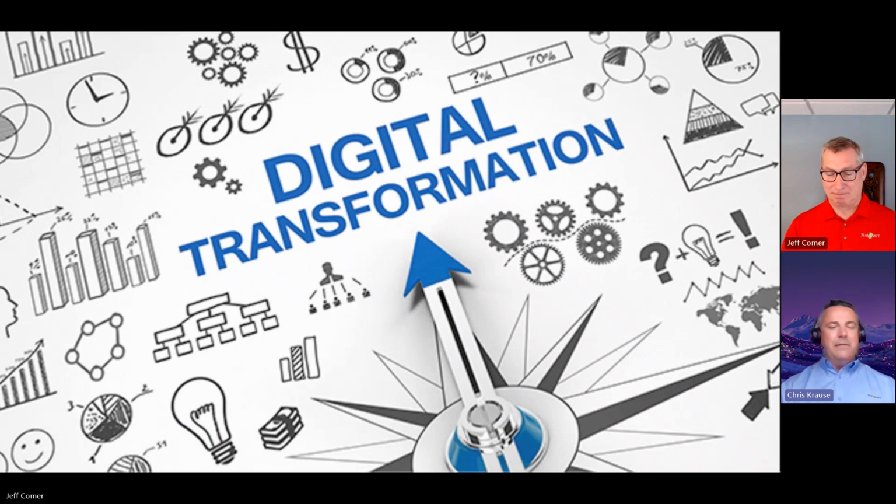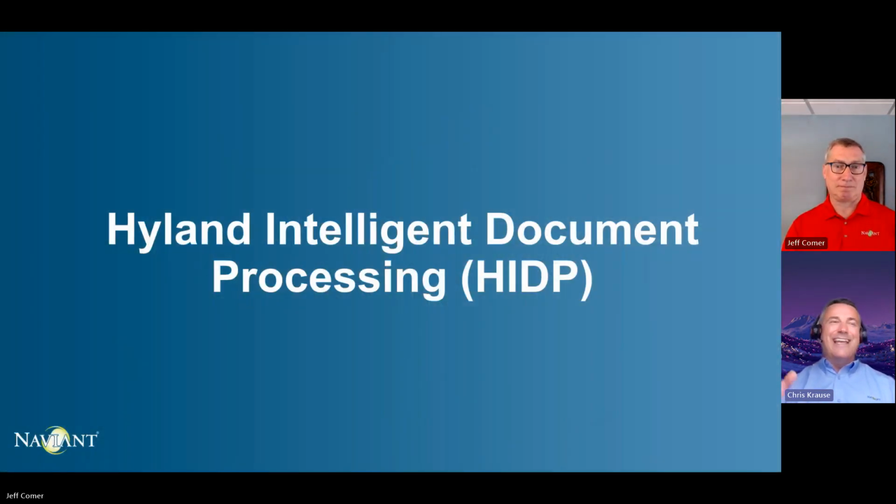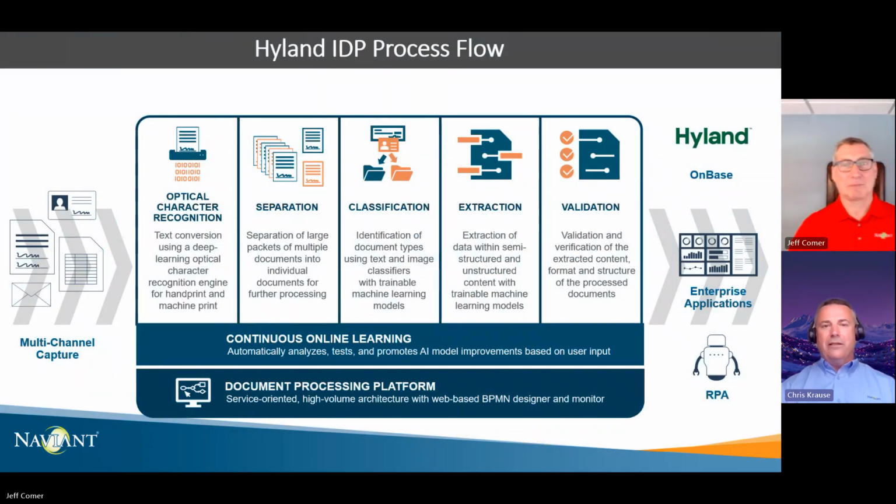But let's take a little deeper dive into what each one of these platforms can bring to you, because this is summertime and summertime is drive-in movie time where you get a double feature. So today we're going to talk about two different solutions that you're going to love to see. The first one is Hyland's Intelligent Document Processing, or HIDP. We love acronyms. You're going to hear lots of them today. So HIDP, what is it?